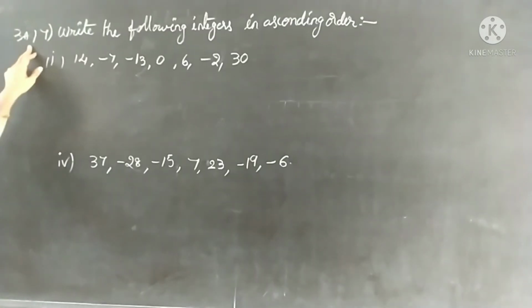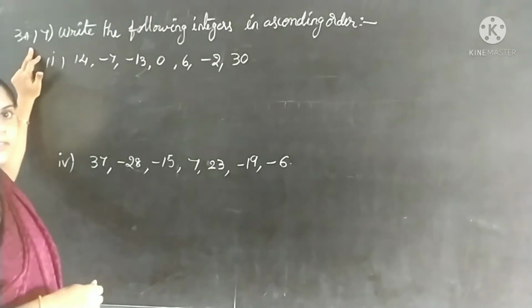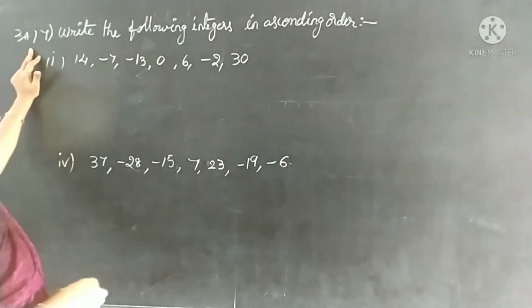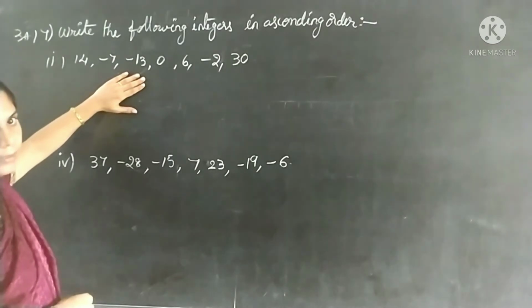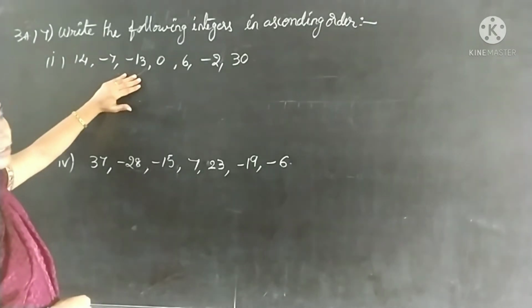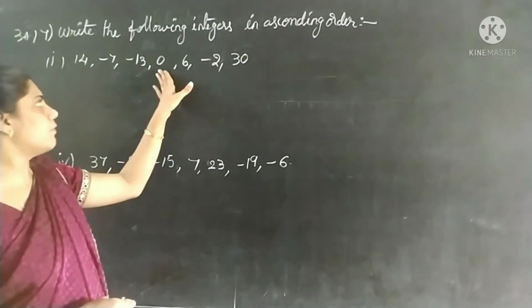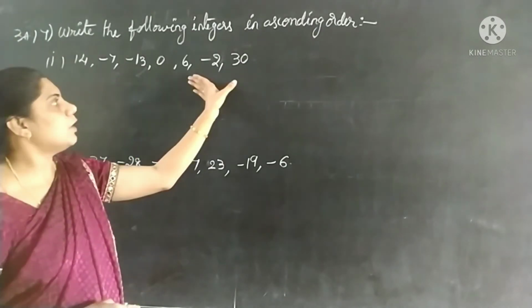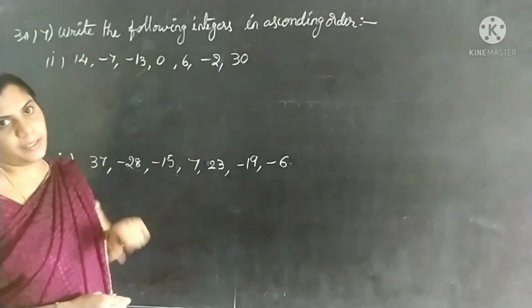See the next question, 7th one. Write the following integers in ascending order. We have to write the given integers in ascending order. Ascending order means from the lowest number to the biggest number you have to write. So first, these are the numbers they have given, and first we will write all the negative numbers together, and if you have 0 given, write the 0 and all the positive numbers. After that you will arrange it.